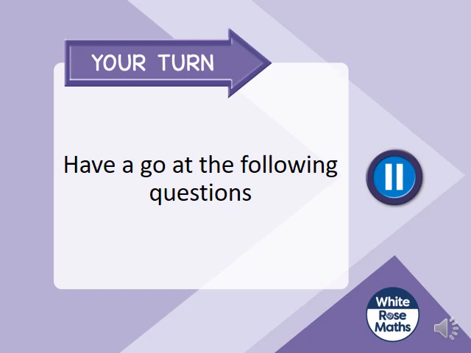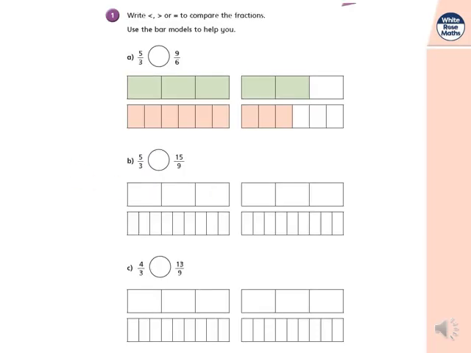Now that we've remembered those rules and we've looked at our times tables to help us, we've got some questions coming up. You're going to need to pause the video, have a look at the questions and see what you can do. Pause the video and have a go at these 3 questions. What symbol would you put? Draw and use the bar models to help you if you need to, or can you change them to their numerators and denominators so they are the same?